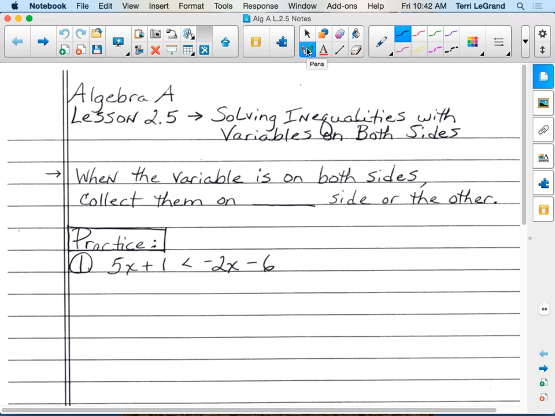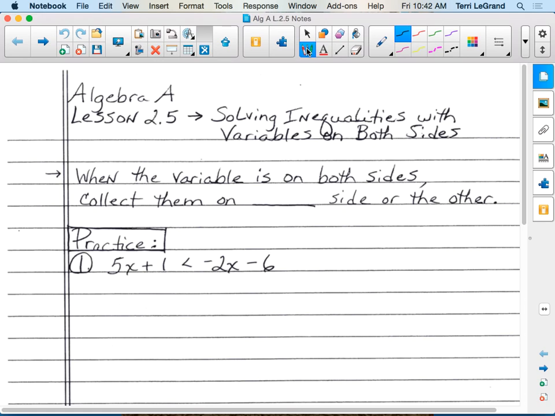Okay, so basically the thing that we're changing up with, we're still solving inequalities, but what's different now is that we're trying to solve inequalities that have variable terms on both sides. So when you were supposed to study this front side of the note yesterday, it was already completed for you. And what does it say? When the variables are on both sides, collect them on one side or the other.